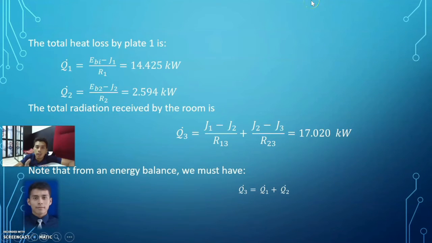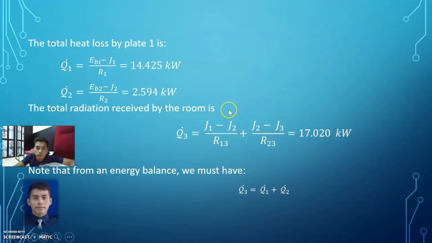Then we calculate the total heat loss by plate 1, which is Q1. We apply it into the equation, and we got the answer for Q1, which is 14.425 kilowatt. For Q2, we have 2.594 kilowatt. So the total radiation released by the room is that, where we applied the energy balance below. We just inserted the values.